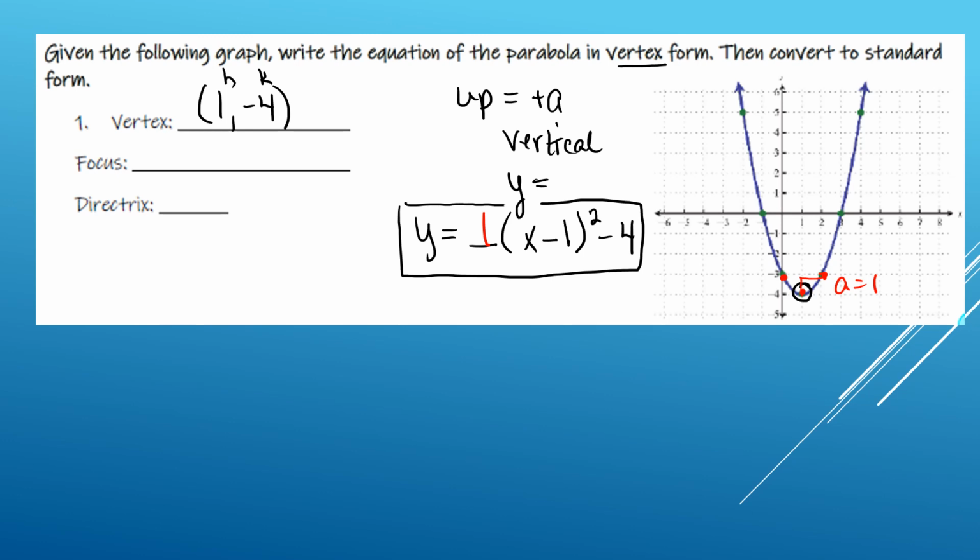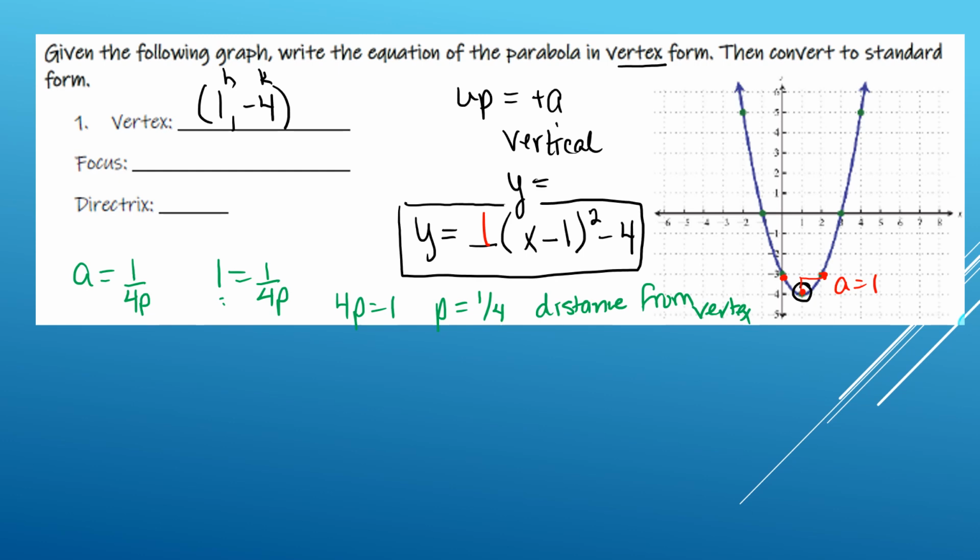So remember, we have to use our a value and set it equal to 1 over 4 multiplied by p. If I know that leading coefficient is 1, I'm going to say 1 equals 1 over 4p, and then we'll cross multiply. So I'll get 4p to equal 1, and my p value is 1/4. Remember, this is the distance that you travel from the vertex.